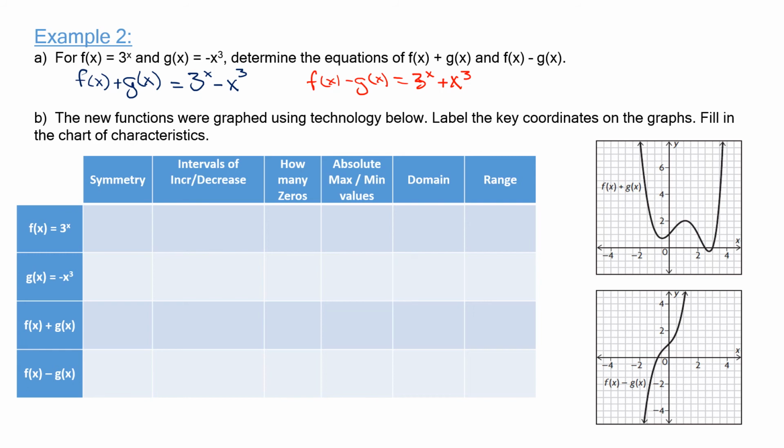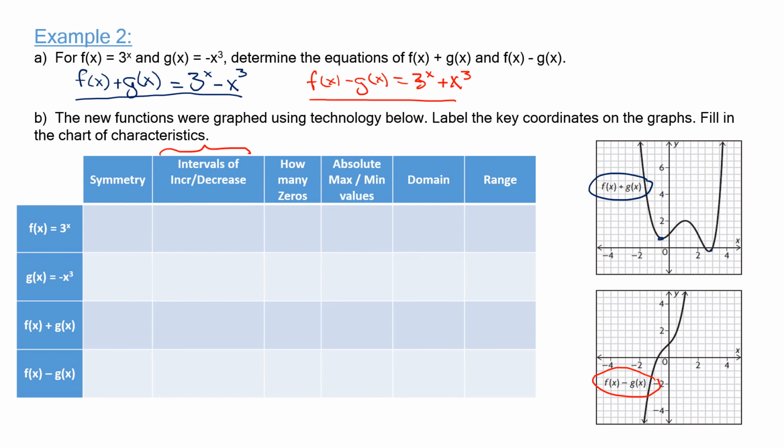Part B, the new functions were graphed using technology below. So the first one here, f at x plus g at x, that's the first equation we have here. And the second equation, f at x minus g at x, is right here. Label the key coordinates on the graphs, fill in the chart and the characteristics. So the key coordinates that we need, when you look at the chart, especially this one here, is asking for intervals of increase and decrease. So to know what an interval of increase and decrease is, I need to know turning points. We're going to label, put dots on all about where we think the turning points are here.